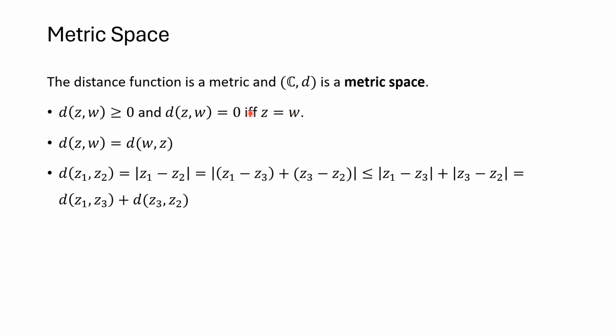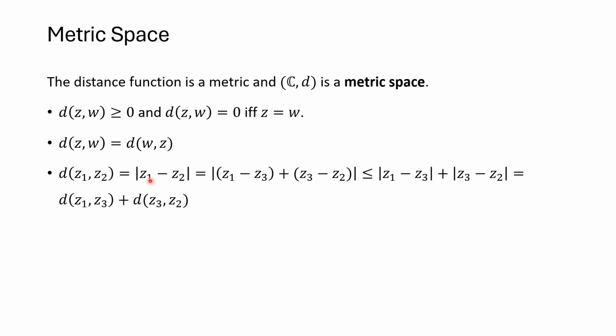So that's hopefully pretty obvious from the way we define distance. Also, I think obvious is the symmetry here. The distance from z to w is the same as from w to z. Then a little bit more involved is what's called the triangle inequality for the distance function. If you have three complex numbers, z sub 1, z sub 2, and z sub 3, the distance from z1 to z2 is less than or equal to the distance from z1 to z3 plus the distance from z3 to z2. And we can prove it here.